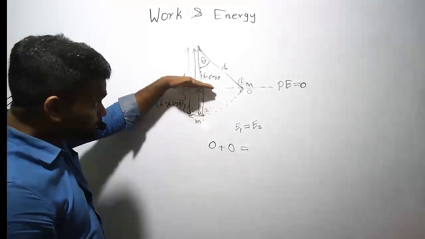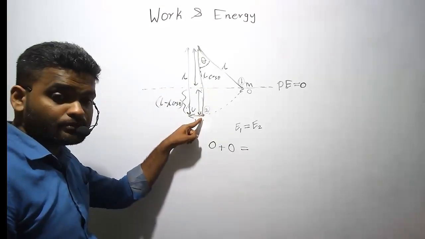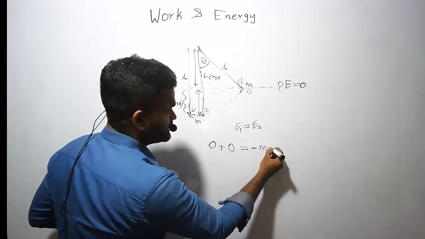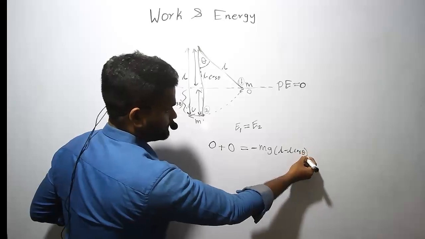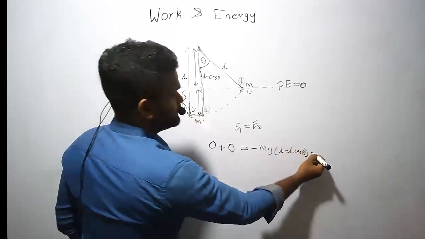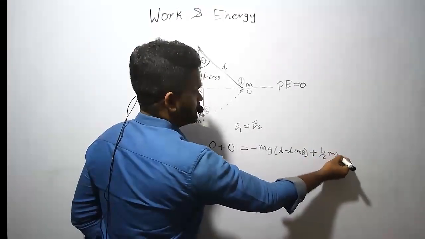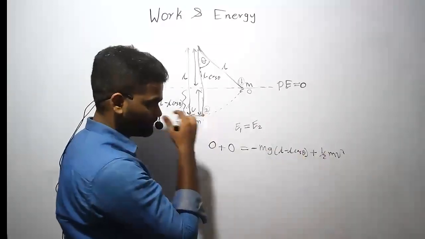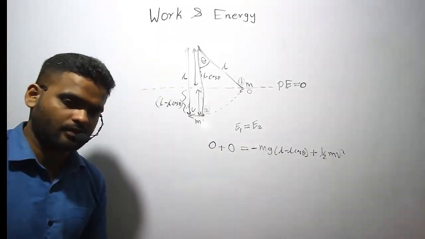But since this is below potential energy line, this potential energy should be negative value, right? So you have to minus mg(L minus L cos theta). This is the potential energy at point 2. Then plus half mv squared, because there's a velocity here, right? So it has a half mv squared. So that's the equation. Energy at 1 equals energy at 2.